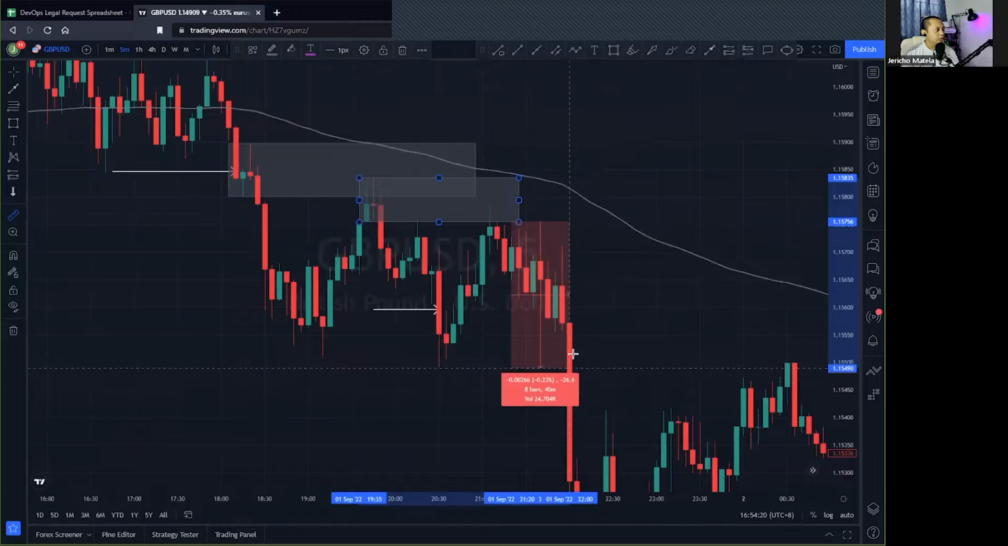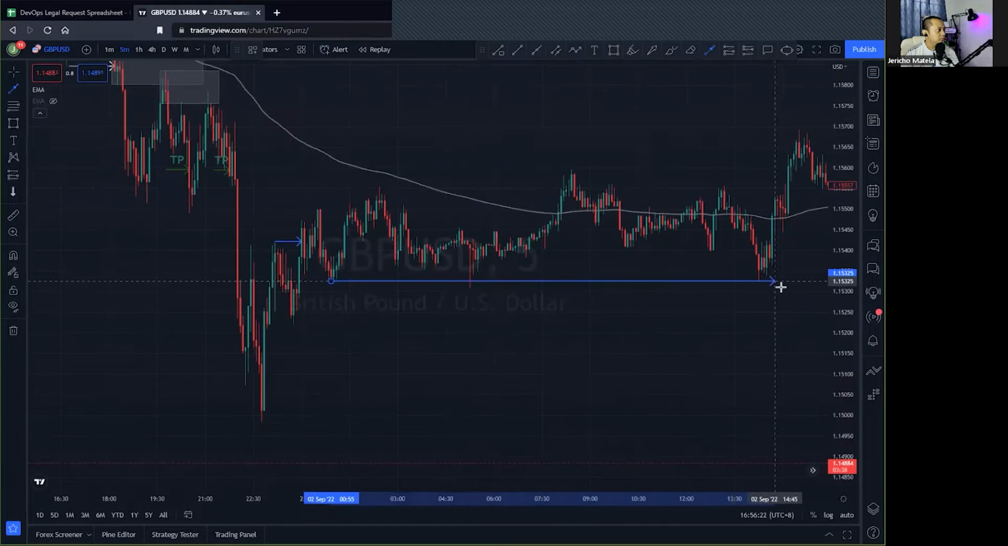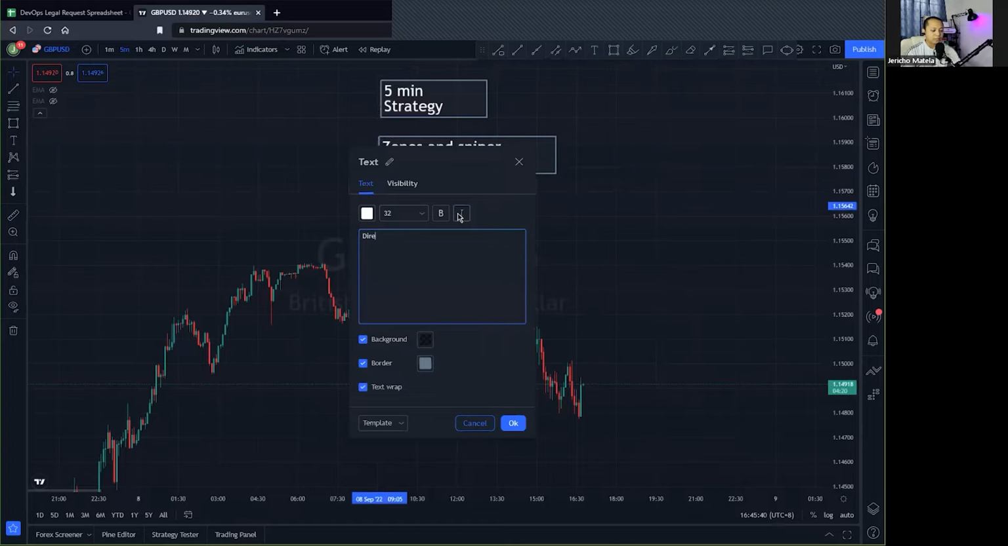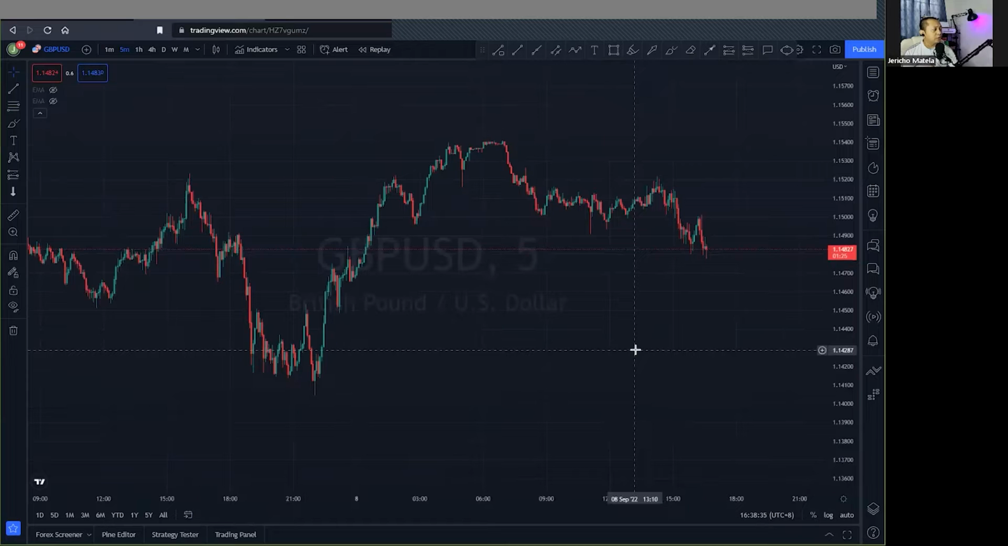So ano pag-usapan natin today? We'll talk about my 5-minute pound USD strategy. So let's look at the chart right now and I'm going to point out ano yung mga mahalagang parte ng strategy na to and how you can actually use this on your own trading. So here I have pound USD chart up. I'm also in the 5-minute chart as well.